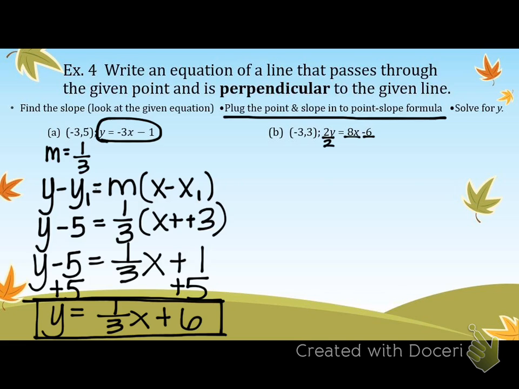I'm going to divide every single term by 2. So y equals, what's 8x divided by 2? Class? 4x. 4x. And what's negative 6 divided by 2? Negative 3 over 1. Negative 3. All right. So now looking at the equation of line, can we find their slope? Yes, we can. I want you to work with the people at your table, and I want you to figure out the rest of this problem.